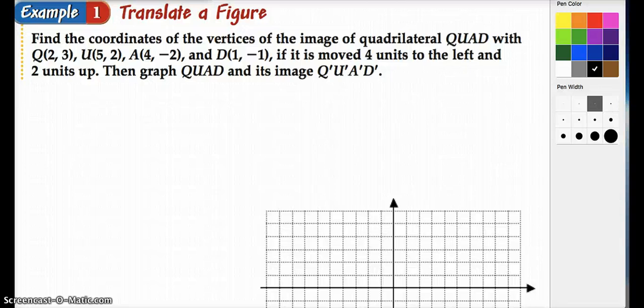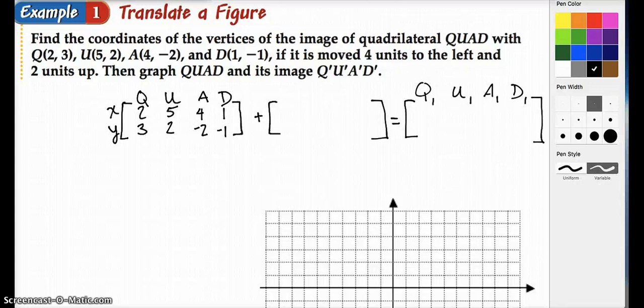First, let's start off by coming up with the vertices, the vertex matrix. So here's our vertex matrix of QUAD, and now we're going to come up with what I'm going to call a translation matrix. If we're moving this particular image to the left and then up, when you move things to the left on the coordinate plane, you're moving it in a negative direction. If it is moved 4 units to the left, the x movement would be 4 units to the left.